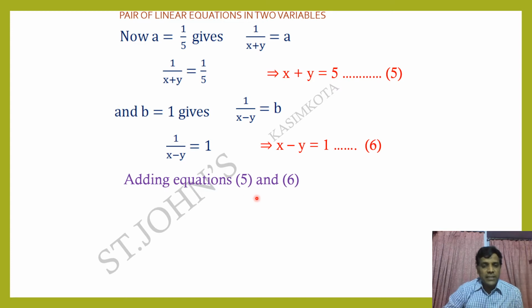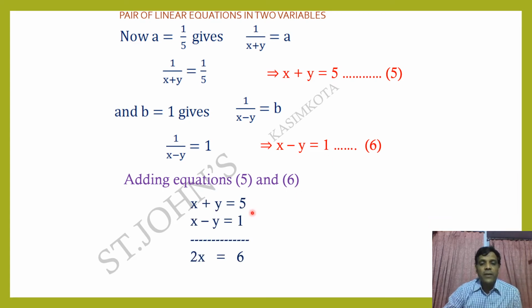Adding equations 5 and 6. Write down equations 5 and 6: x plus y equals 5 and x minus y equals 1. On addition, x plus x is 2x, plus y minus y is 0, 5 plus 1 is 6. Now we got 2x equals 6, then x equals 6 by 2.